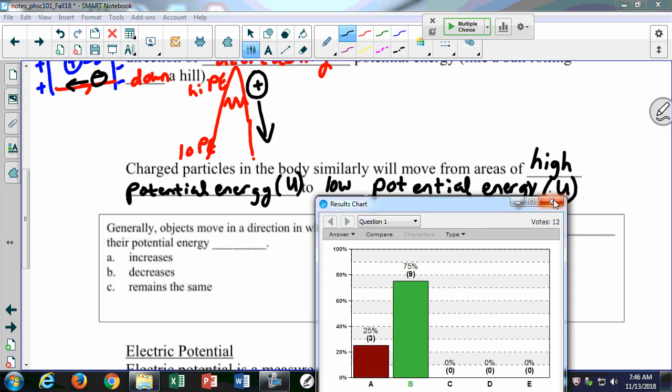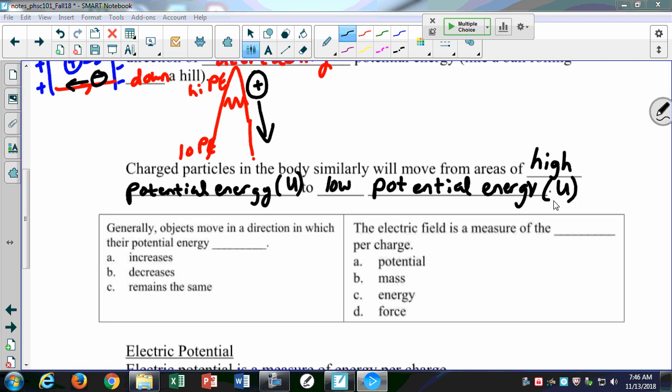We'll move in such a way that our potential energy decreases. Right, we'll generally move from high to low potential energy. And the electric field is a measure of what?